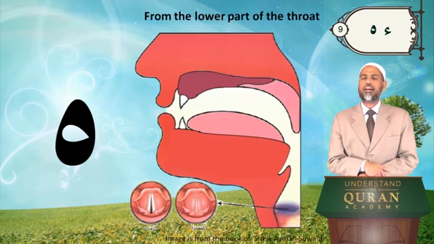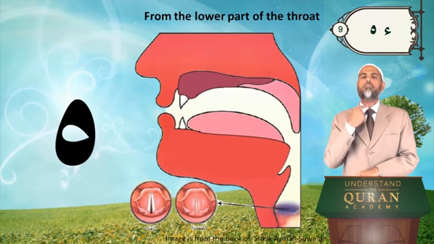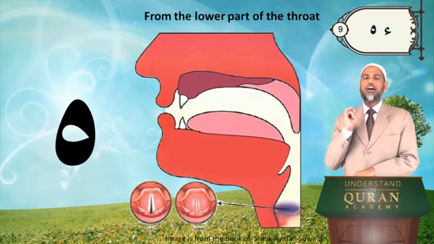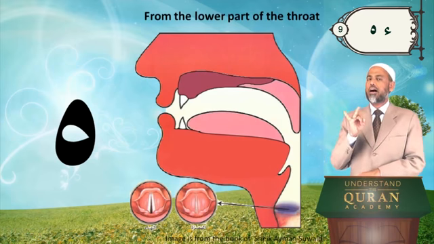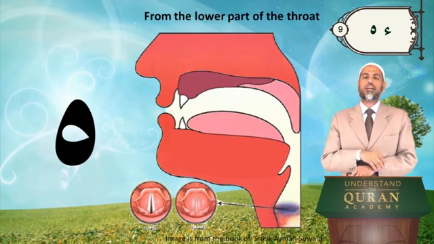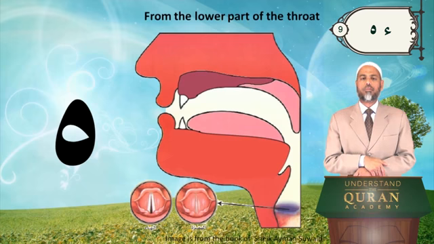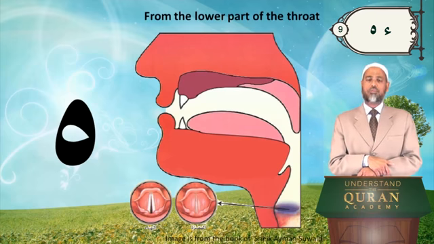How do you say Ha? From the same spot as A, from the lower part of the throat. A or Ha. In this case, this is Ha. Hamza is A and Ha is also coming out from the same spot. So A and Ha come out from the lower part of the throat.